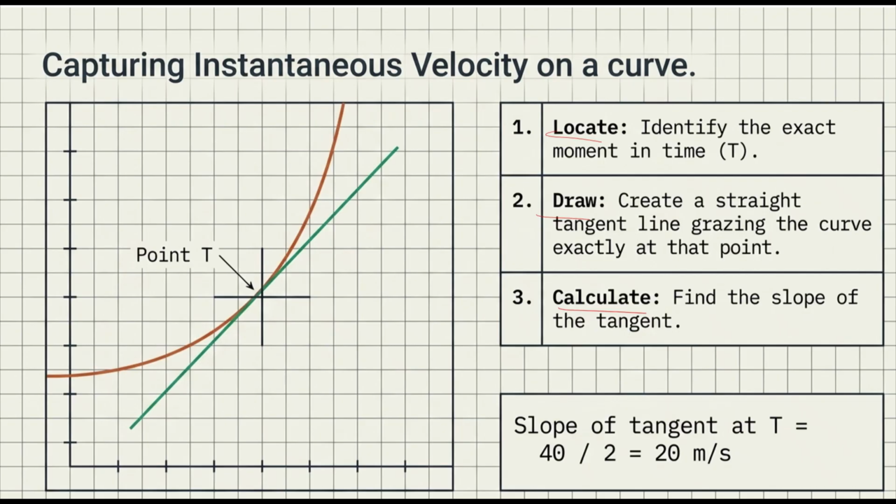In this example, the slope equals 20 meters per second. We are taking an example, let it be 20 meters per second. So like it will be 40 and 2. The slope will be 20 meters per second. This is how you will be calculating. That is how we use instantaneous velocity in a curved graph.